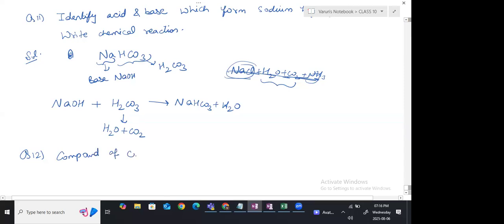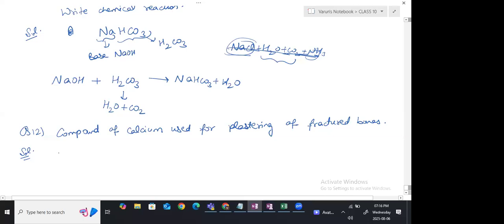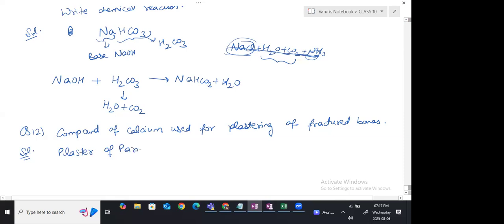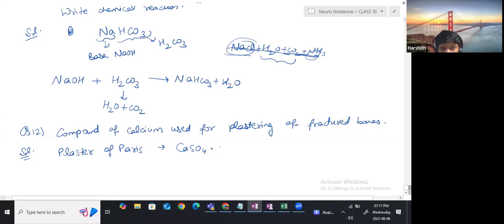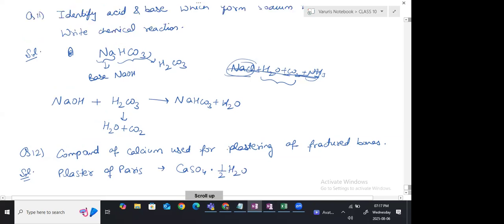Compound of calcium used for plastering of fractured bones. Which compound do we use? POP. Don't write POP. Write it plaster of Paris. In the exam you have to write it completely, and along with the name, you have to write the formula also. What is it? CaSO4, half H2O, yeah, correct. This is the hemihydrate. These are the 12 questions.